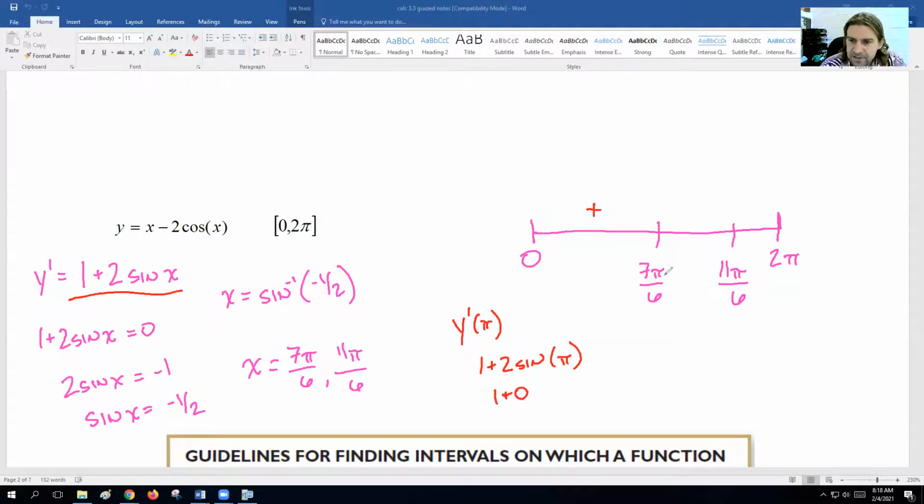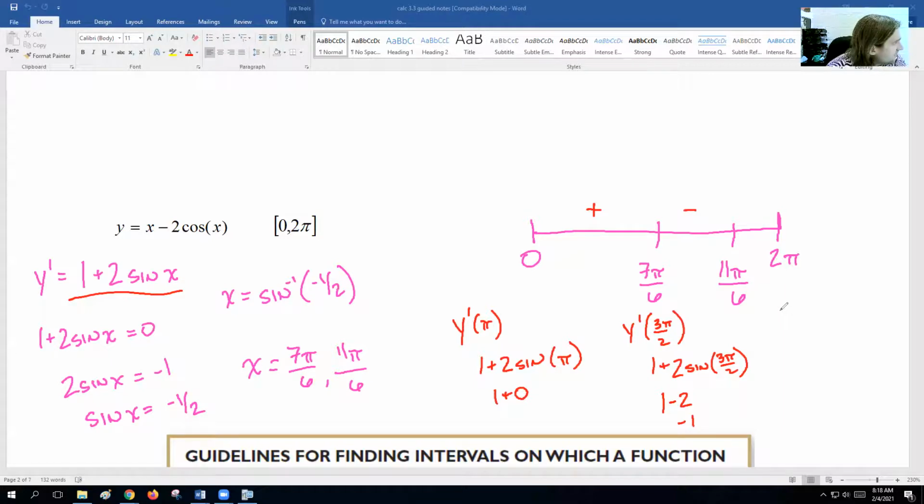All right, now let's pick a number in between 7 pi over 6 and 11 pi over 6. Looking at the unit circle, it looks like 3 pi over 2 would be nice. So what is y prime of 3 pi over 2? What's 1 plus 2 times the sine of 3 pi over 2? All right, 3 pi over 2, the sine of that is -1. So what's 1 minus 2? That's -1. So we'd get a negative. So it goes down.